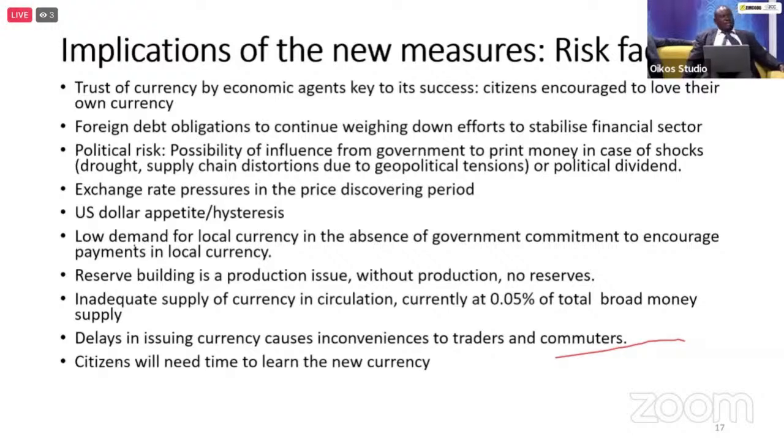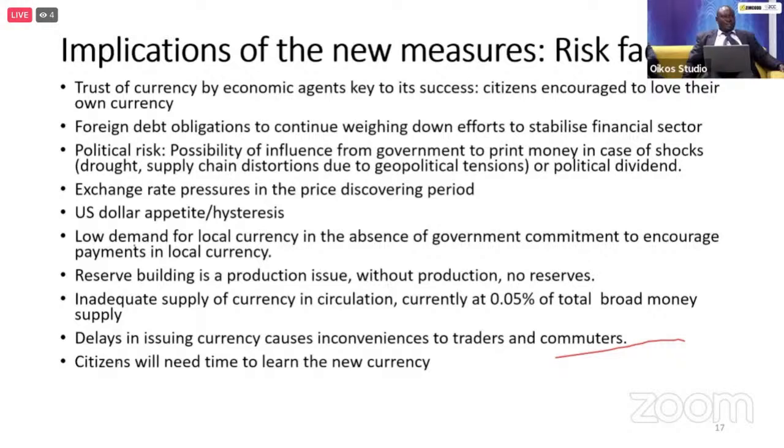Then the risk factors that we expect from this new currency. We are going to expect some trust issues, trust of currency by economic agents being key to its success. However, we need to encourage our citizens to also like their own currency, to work together with the central bank to allow the currency to work effectively. It has to be a collective responsibility.